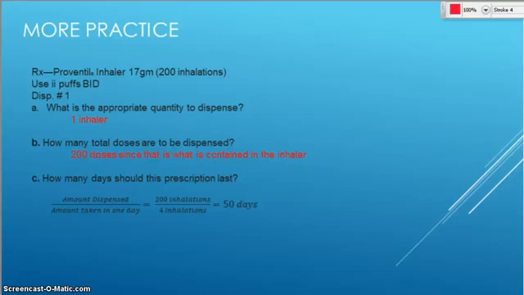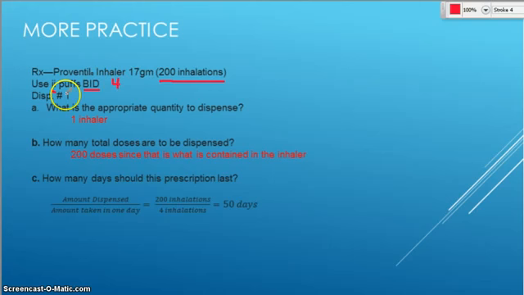Okay, here's another practice problem for you. Here's a Proventil inhaler, and when you read the label on the inhaler, it tells you that it has 200 inhalations. Anytime we're talking about this type of medication, you'll see them referred to as inhalations or puffs. So in this case, it's inhalations on the actual label, but the doctor says to use 2 puffs twice a day. So that means they're using it 4 puffs a day.